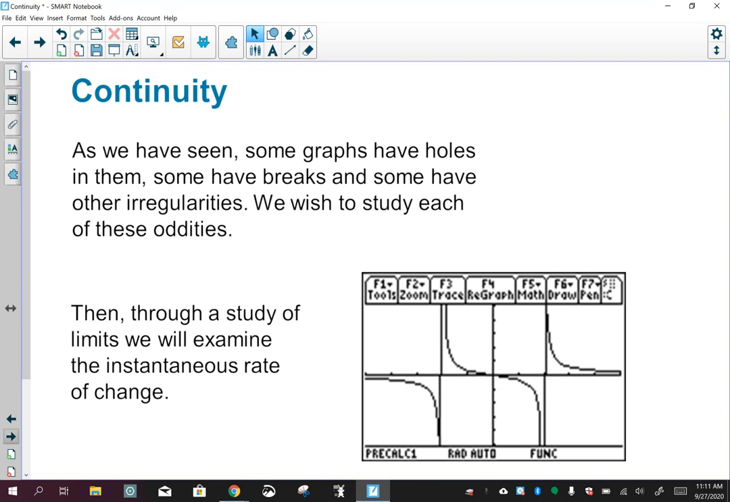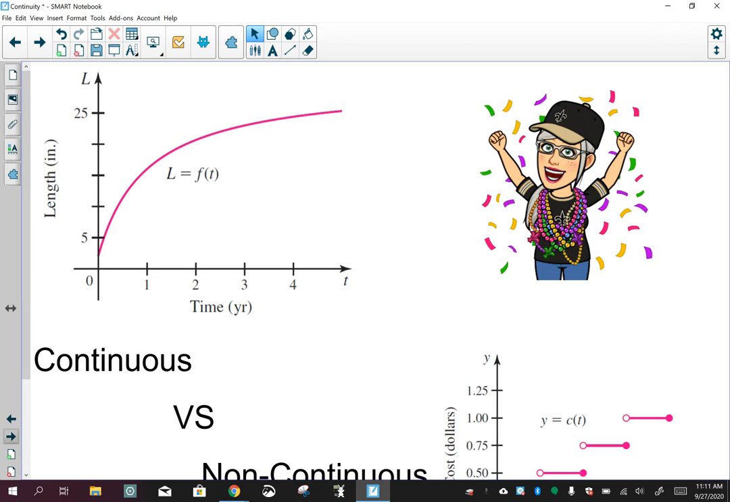So continuity is basically being continuous. In the past, we've had graphs that have holes in them. We've had breaks. We have other irregularities. And what we're going to do is we're actually going to look at how continuity and limits relate to each other. So the definition, or the look at continuous versus non-continuous.